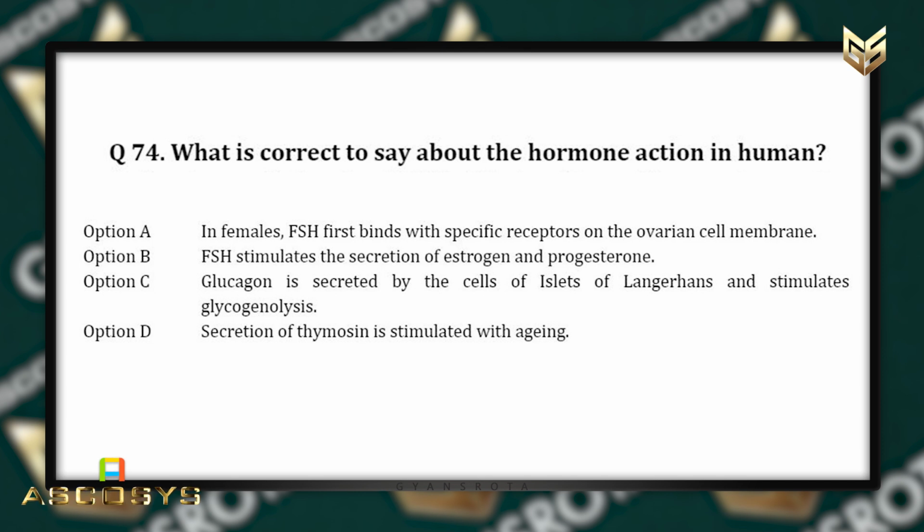What is correct to say about the hormone actions in human? Option number A, in females, FSH first binds with specific receptors on the ovarian cell membrane. Option number B, FSH, that is follicle stimulating hormone, stimulates the secretion of estrogen and progesterone. Option number C, glucagon is secreted by the cells of islets of Langerhans and stimulates glycogenolysis. Option number D, secretion of thymosin is stimulated with A gene.